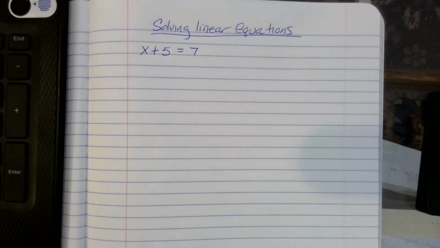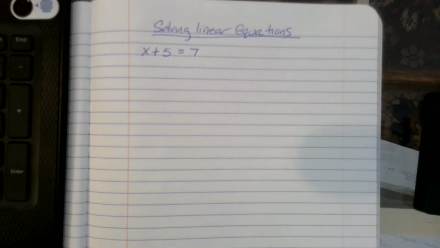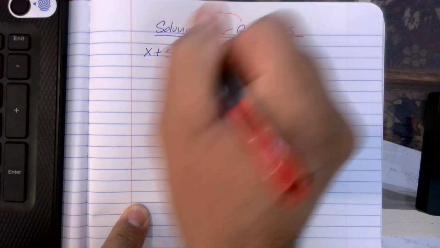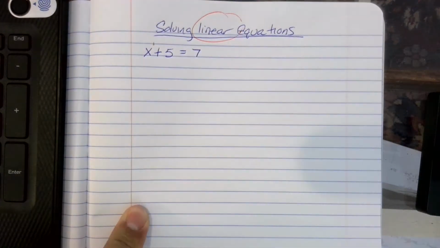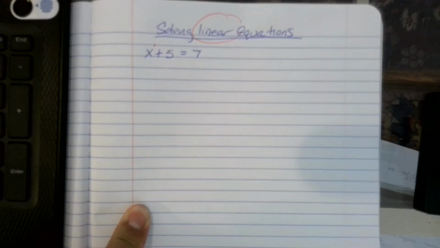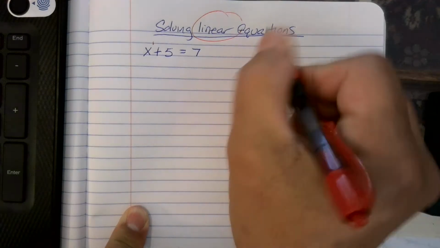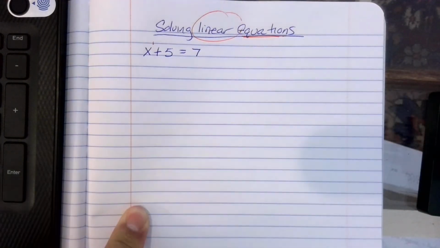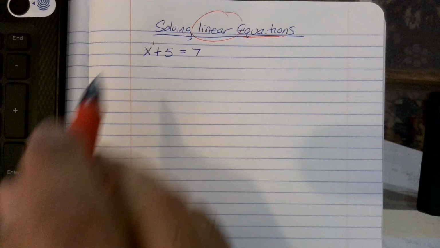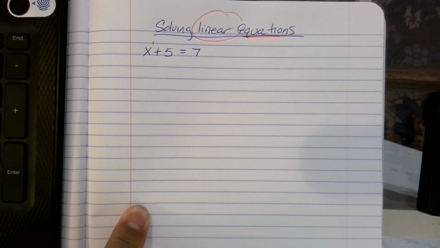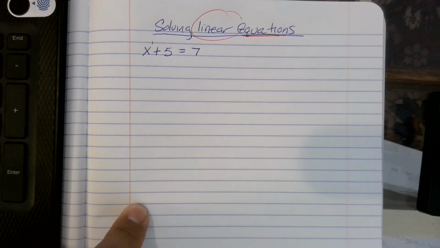Solving linear equations. In this section, we're solving linear equations. Linear equations mean they're first degree equations, so my variable is raised to the first degree. Equations, of course, mean it has an equal sign. And to solve it means to find a solution. A solution is a value that makes the statement true.